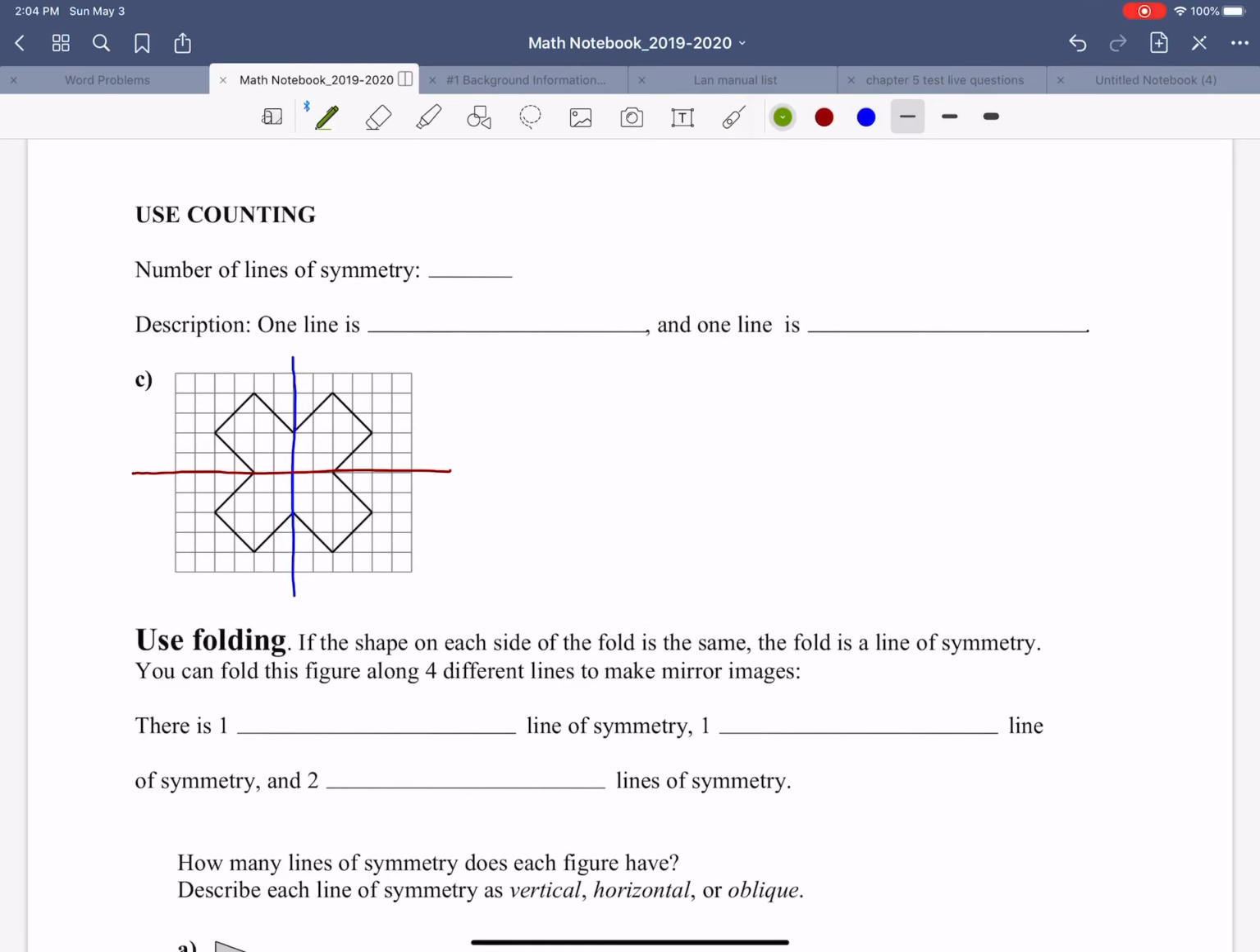The other lines of symmetry, can anyone think of other lines of symmetry then? Yes, we can. How about this one here? That's also a line of symmetry. And also this one here. Okay, when you flip it over, it's the same. So this shape has 4 lines of symmetry. Okay, so one line is horizontal or vertical.